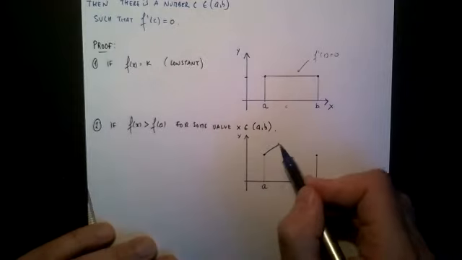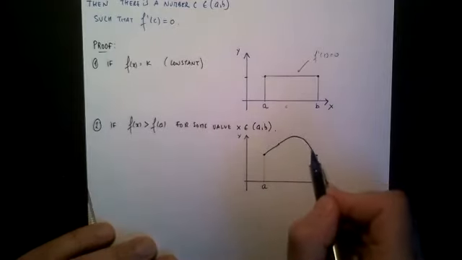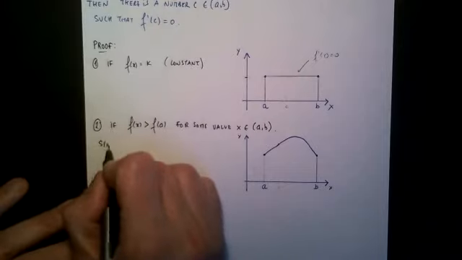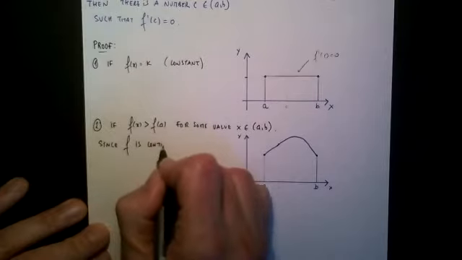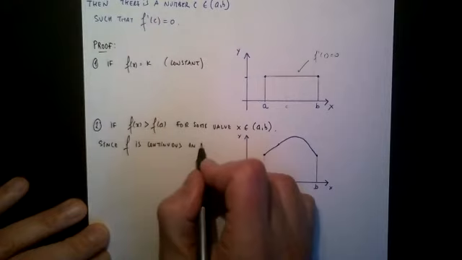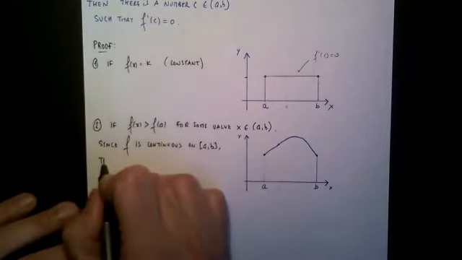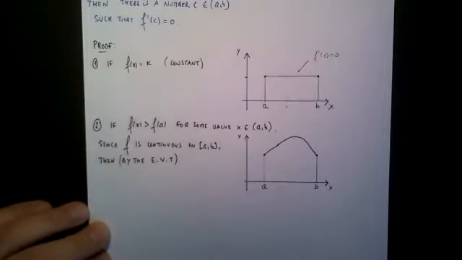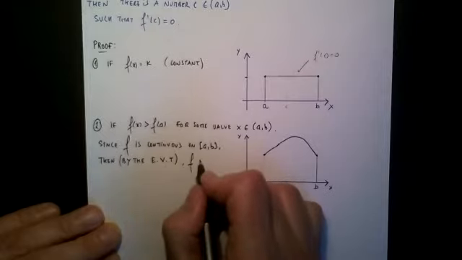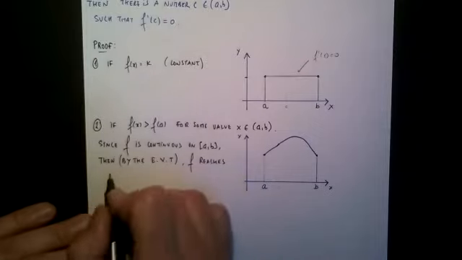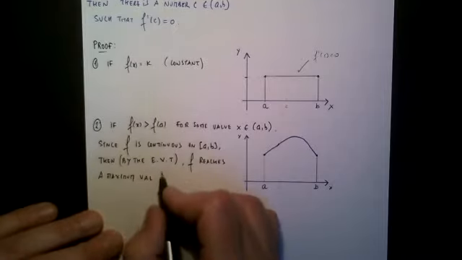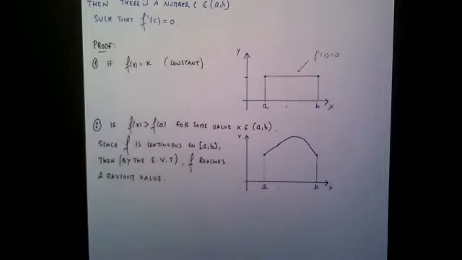Okay, so I'll write this here now. Since f is continuous on [a, b], then by the extreme value theorem, which we showed a few classes ago, f reaches a maximum value. Okay, we know that it reaches a maximum value.